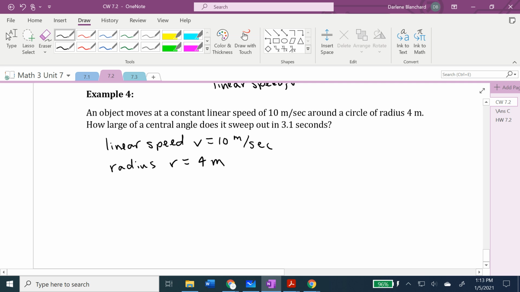I want to know how large of a central angle it sweeps out. How much angular motion takes place if it goes through... what am I saying? I need to read the whole thing again. An object moves at a constant linear speed of 10 meters per second around a circle of radius 4 meters. And I want to know the angle that it goes through over a time of 3.1 seconds. Hold on.